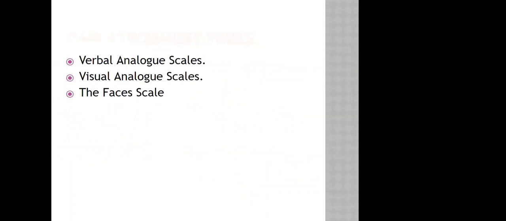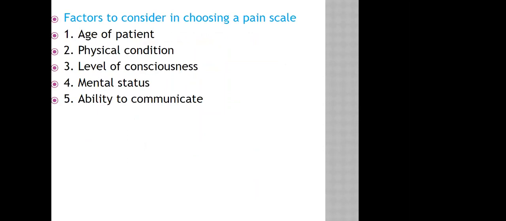So for pain assessment tools, we have the verbal analog scale, the visual analog scale, and the face scale. The factors considered when choosing a pain scale are the age of the patient, physical condition, level of consciousness, mental status, and the patient's ability to communicate.